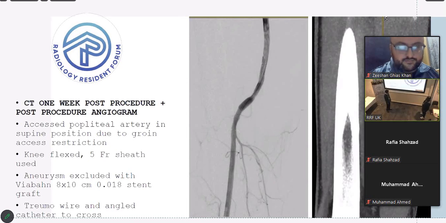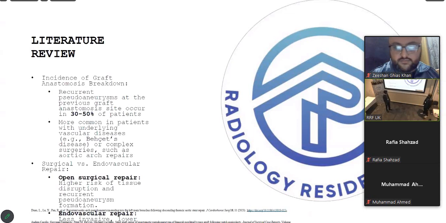Now, the incidence of a graft anastomosis breakdown is actually quite common. Recurrent pseudoaneurysms at anastomosis sites usually occur in 30 to 50% of patients, and it's more common in patients with underlying vasculitis conditions like Behçet's disease or complex surgeries like aortic arch repairs. We also saw from numerous publications and even ourselves that there's a high risk of tissue repair in surgical repairs for these pseudoaneurysms. But endovascular repair is usually less invasive, with low incidence rates and quicker recovery.